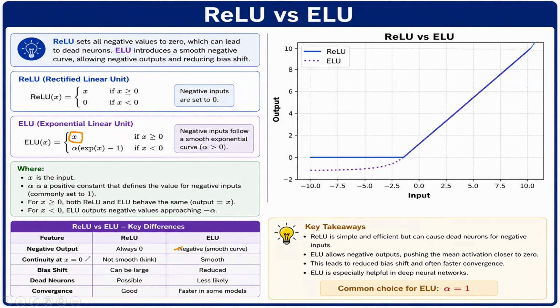ReLU has continuity at x equal to 0 but is not smooth. Here you can find a smooth, S-shaped curve. Bias shift can be large in ReLU. Here we can reduce the bias shift and dead neurons. In ReLU there is the dying ReLU problem, but here the chances are very less. Convergence is good in ReLU, but ELU gives faster convergence as compared to ReLU. So this is the difference between ReLU and ELU.